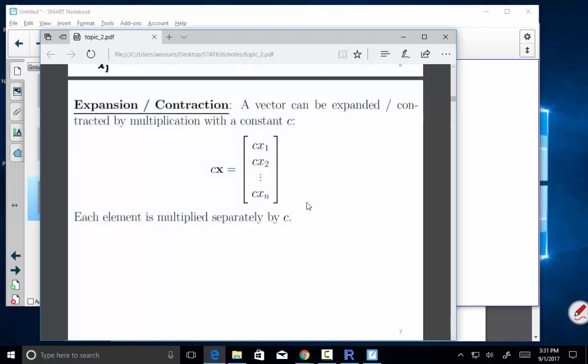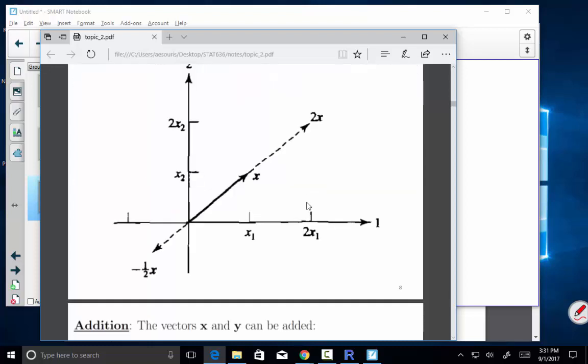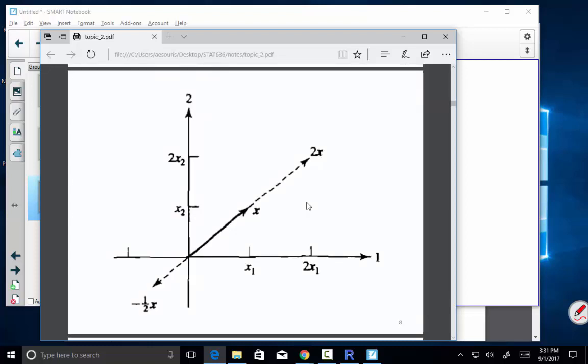If you multiply a vector by a constant or a scalar, that just means you multiply each component of the vector by the scalar. So C, a constant scalar times x, means all the components of x are multiplied by C. That's a picture of that. The original vector x is the solid directed line segment. And 2x is the result of multiplying the x1 and x2 coordinates by 2 each. So x1 becomes 2x1, and x2 becomes 2x2. So that vector is now 2x.